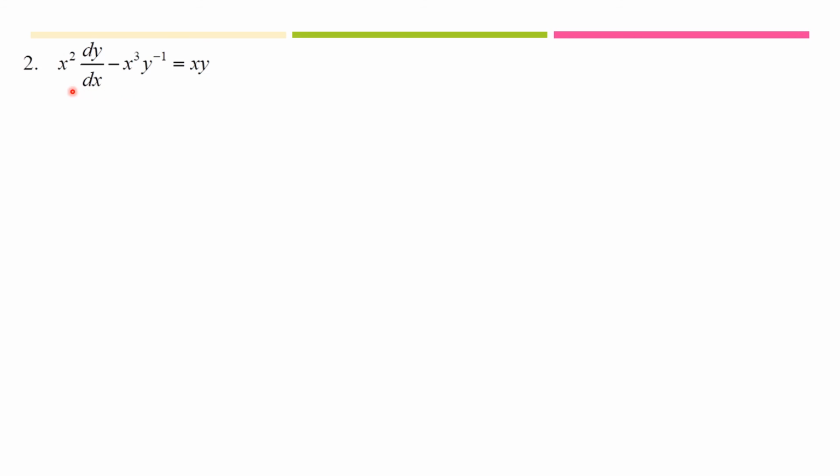Second equation: x squared dy/dx minus x cubed y to the power of negative 1 is equal to xy. Let us compare this equation with the standard Bernoulli equation, which is given by dy/dx plus p(x)y equals q(x)y to the power of n, where n is not 0 and n is not 1. Now notice that p(x)y in the standard Bernoulli lies on the left side of the equation.